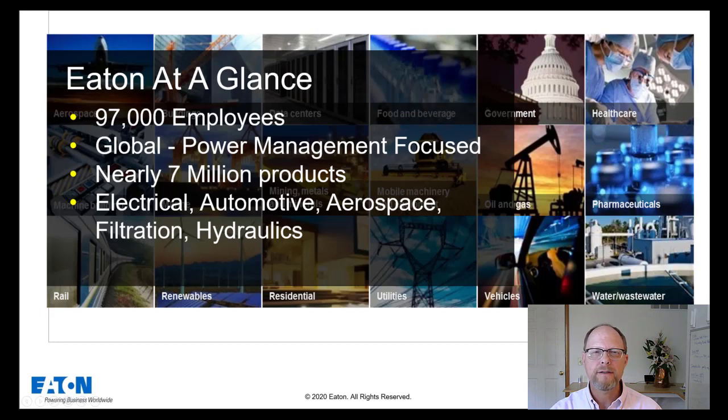So first of all, Eaton. Eaton is a global diversified industrial company. We have about 97,000 employees worldwide. Our focus is on power management. We have some offshoots and some odds and ends besides that as well. We have nearly 7 million products. So obviously our interest in product data is intense.